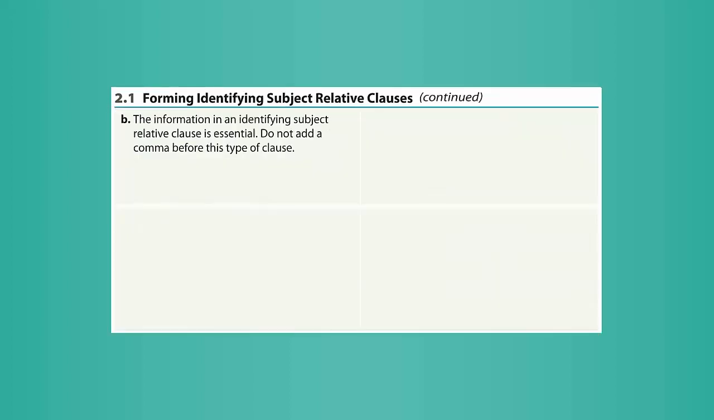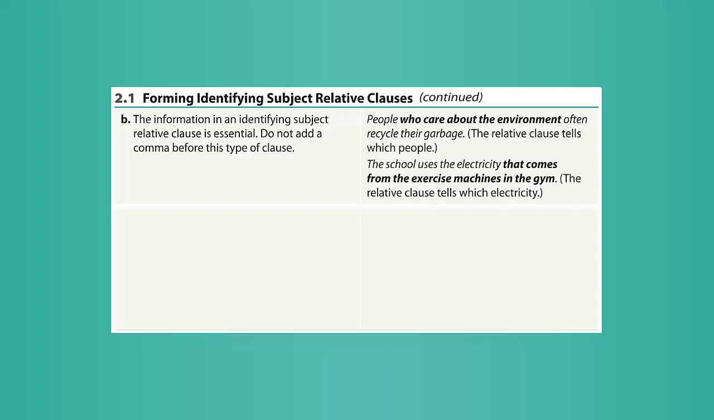And one more thing to remember is the information in an identifying subject relative clause is essential. It is very, very important. Do not add a comma before this type of clause. For example, people who care about the environment often recycle their garbage. The relative clause tells which people. And the school uses the electricity that comes from the exercise machines in the gym. The relative clause tells which electricity.